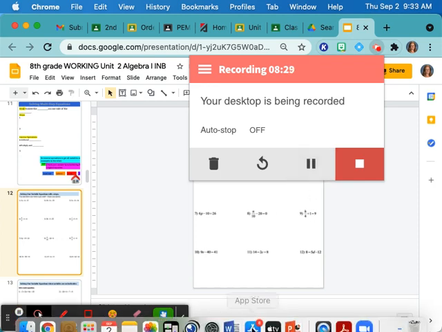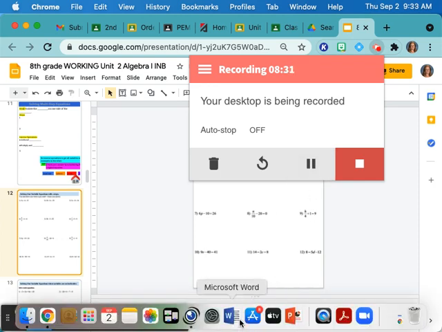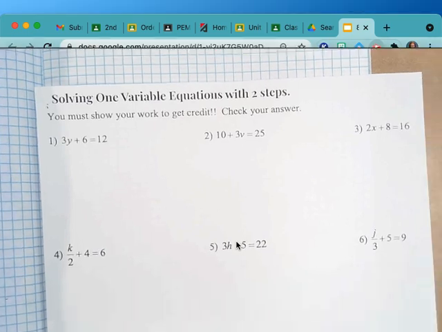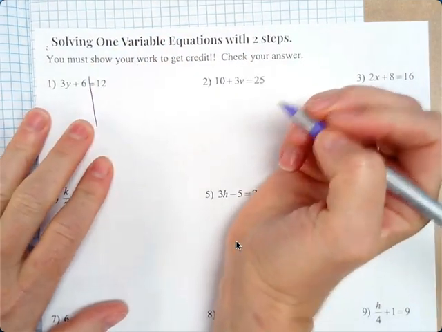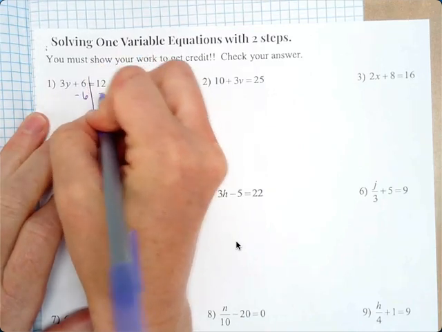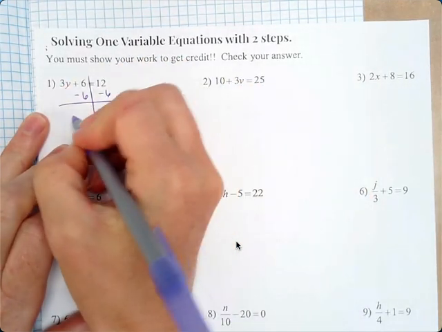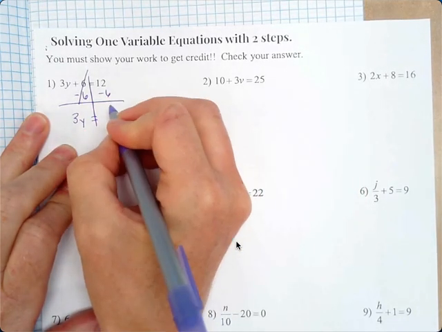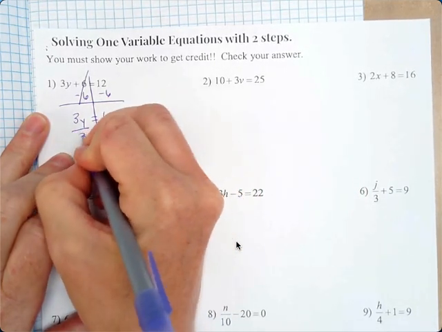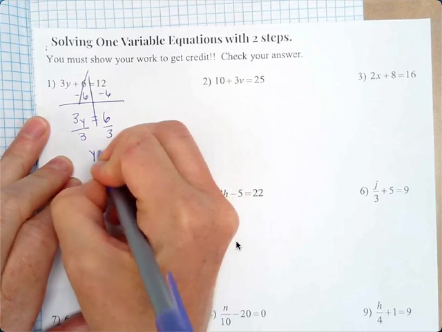Okay, so you should have taken time to do 1, 2, and 3. So I'm going to go ahead and show you. Go through each step. Six minus 6 is 0, so we can cross it out. 12 minus 6 is 6. Divide by 3. Y equals 2.